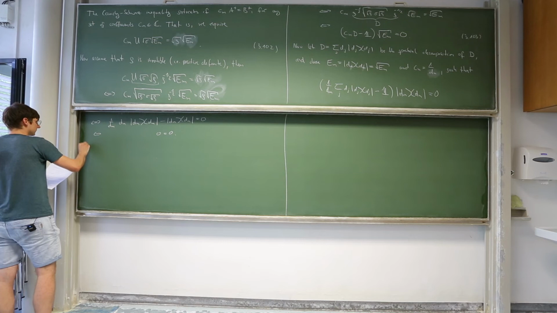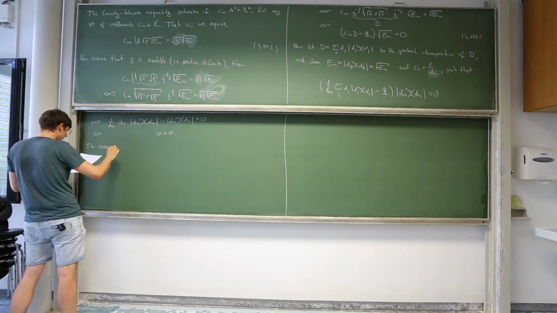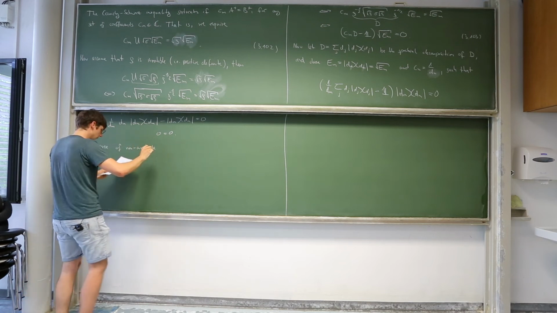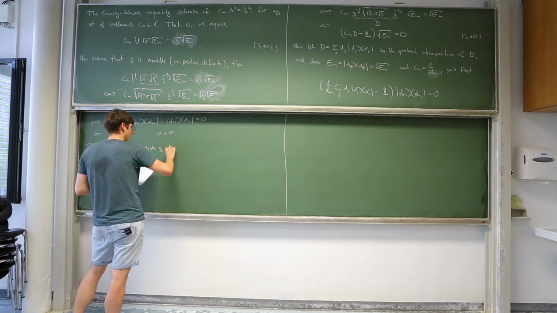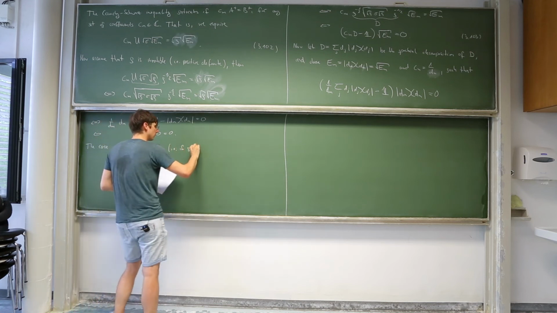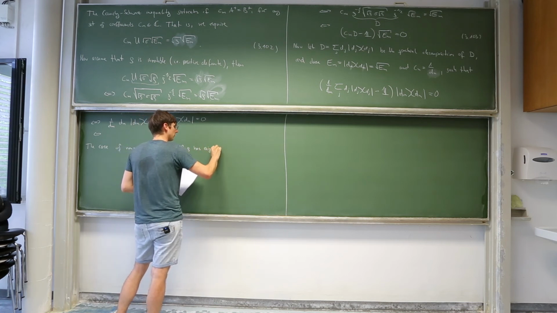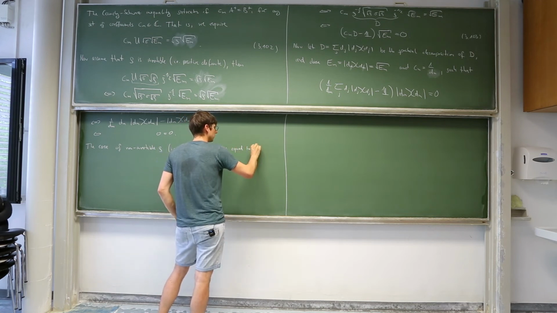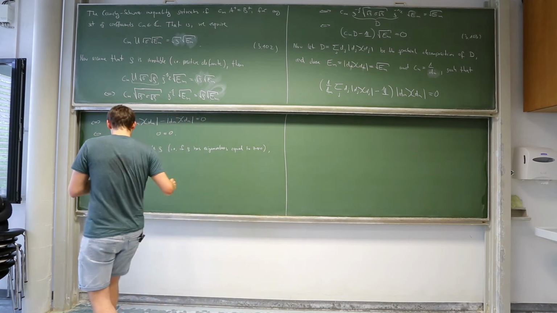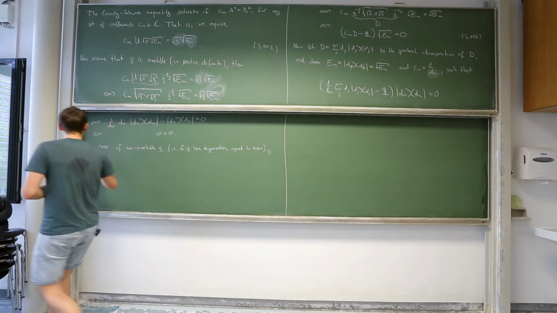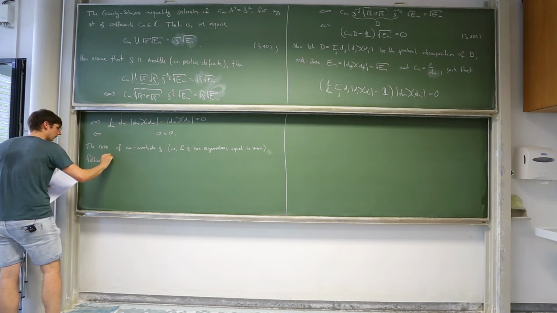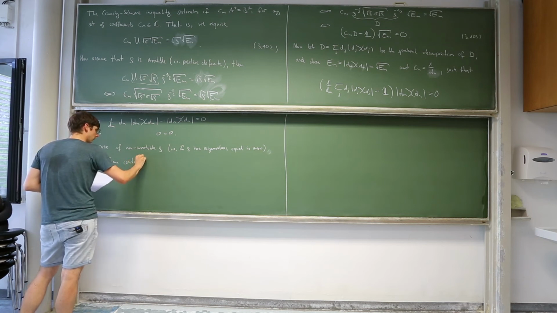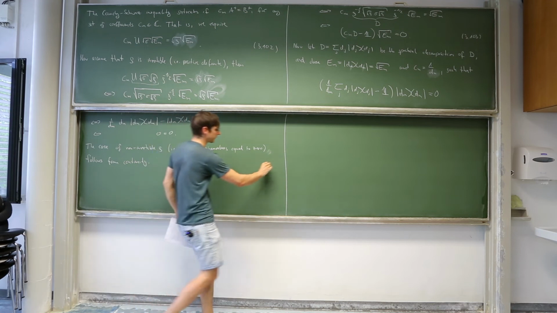So the case of non-invertible rho, meaning if rho has eigenvalues equal to 0, follows from continuity. Okay, now we are finished.